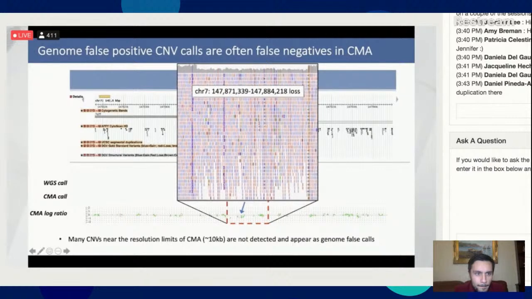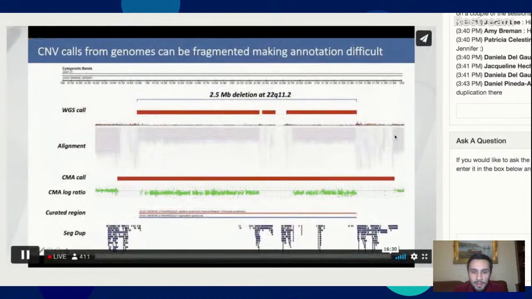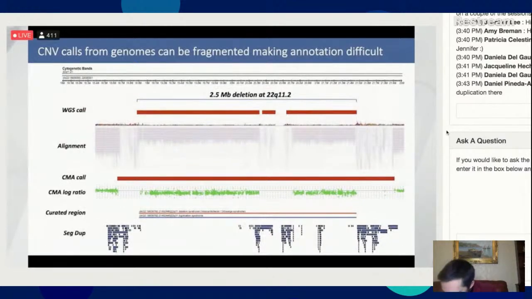So many CNVs near the resolution appear to be false positives in the genomes, and actually they're false negatives in CMA. So this is obviously one of the advantages of genome sequencing, is that you can detect a lot smaller variants than you can in CMA, but it does make the comparison between the 2 quite difficult. This is my last example. So we're talking about clinically relevant regions. So what about large regions?